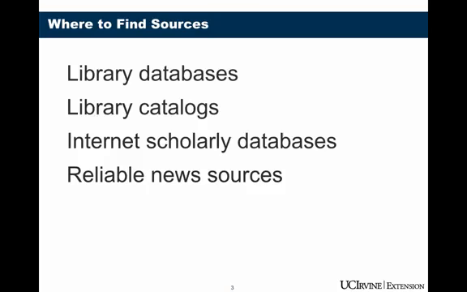And if you're taking this class, then you have access to the internet and could use the internet to find scholarly databases. This does not mean Google. Google is not a scholarly database. And we'll talk in just a minute about some of the internet scholarly databases that you can use. In addition to those scholarly databases, you can use reliable news sources, and you can find these on the internet as well. These are the places where you should look for your sources for your academic research paper.